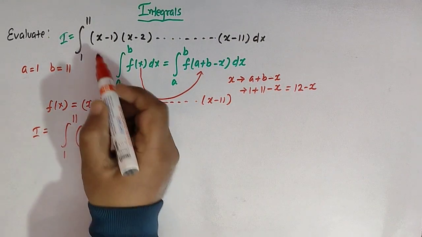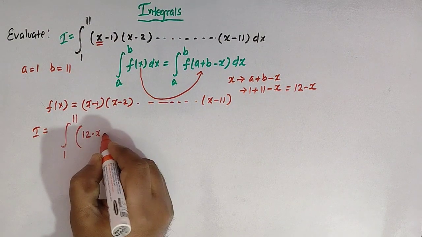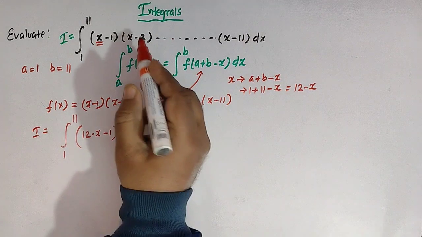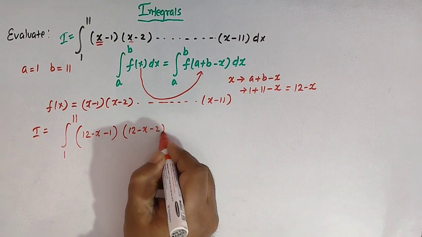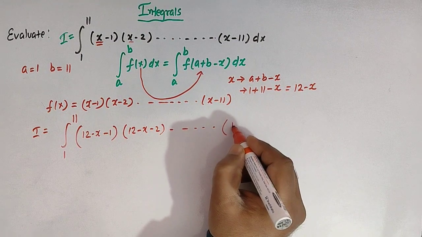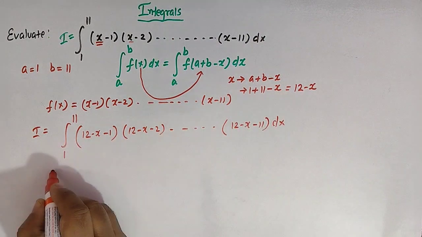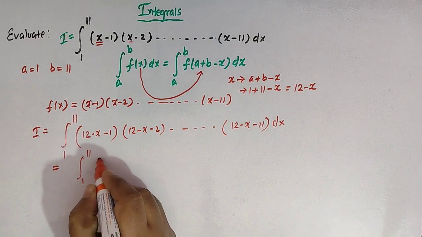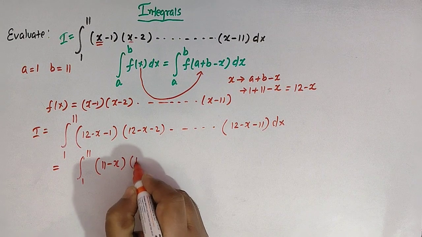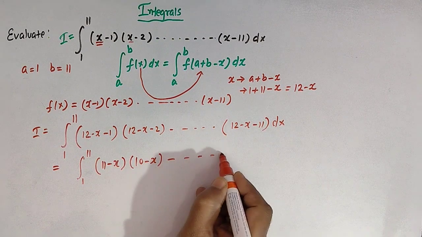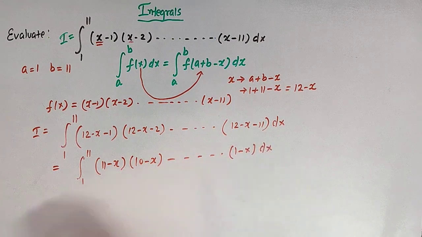So for this x we have 12 minus x, and here we have minus 1. Then for this x again we have 12 minus x, and this is minus 2, and up to (12 minus x minus 11) dx. Now let us simplify it. We have 1 to 11, here we have 12 minus 1 is 11, minus x, here we have 10 minus x, up to 12 minus 11 is 1, 1 minus x dx.